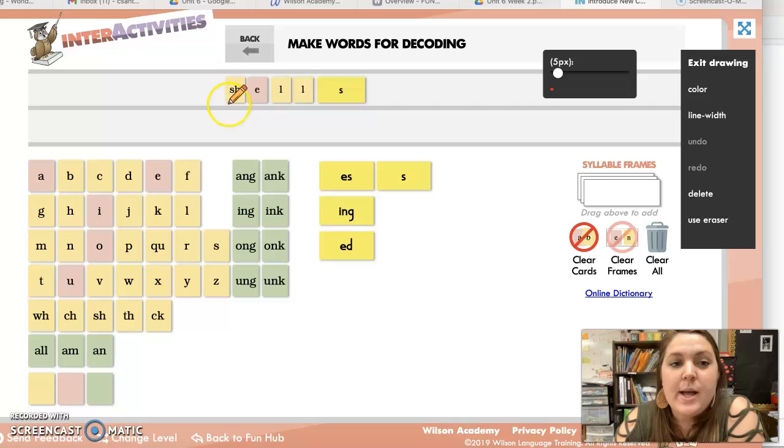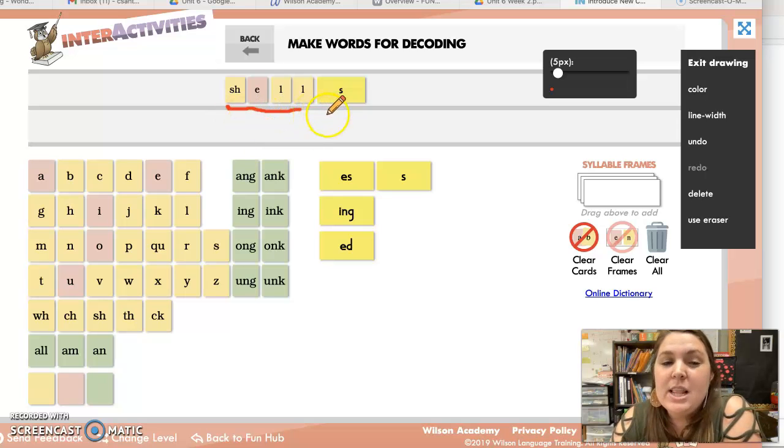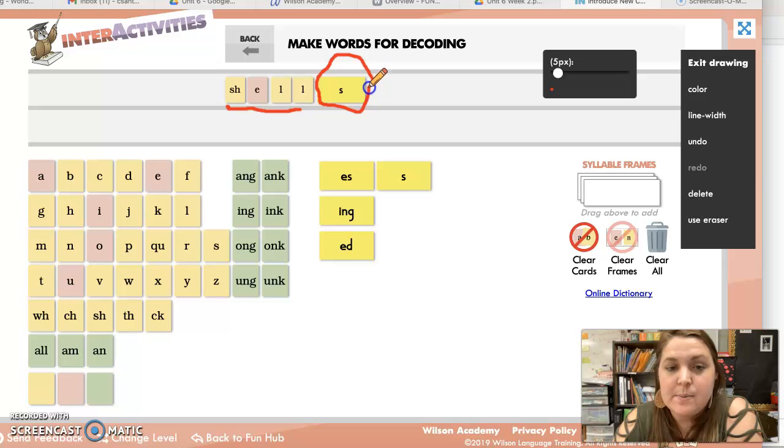All right, so our base word is shell. So you can underline it or you can scoop it. It's your choice. And then the next thing that we need to do is we need to circle our suffix because there's more than one shell. There's shells. So I need to circle my suffix. Now we need to put a Z above it because this S says the Z sound for shells.